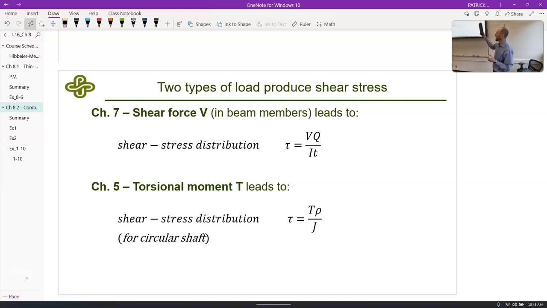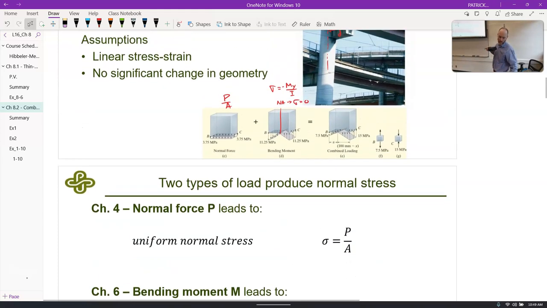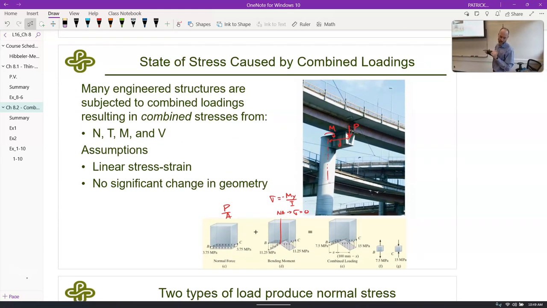But 90% of the time, we just have one of these, not both. There are unique cases where we can have both, but 90% of the time, we just have a certain type of shear. This example we are just looking at, for the gravity load only, do we have shear?